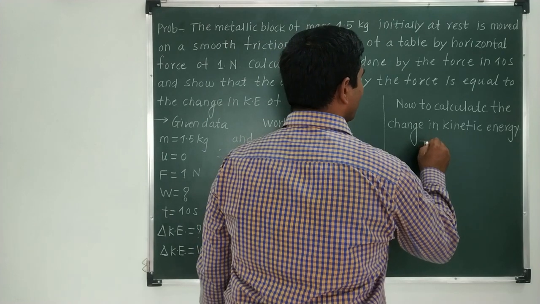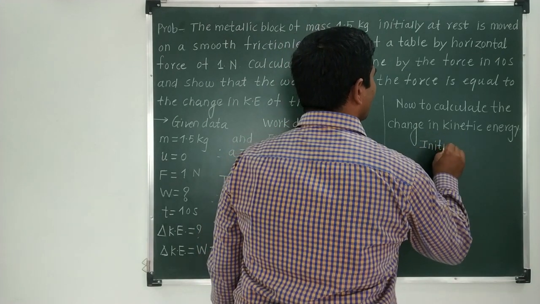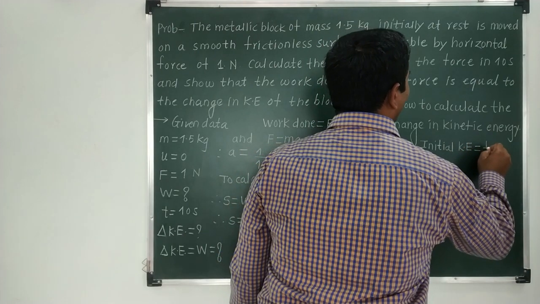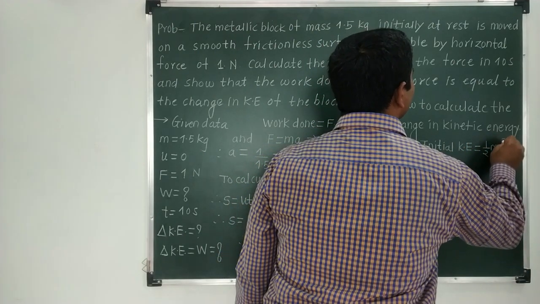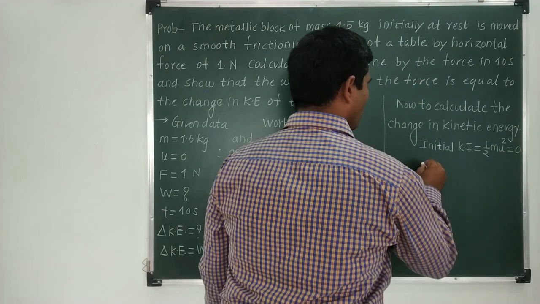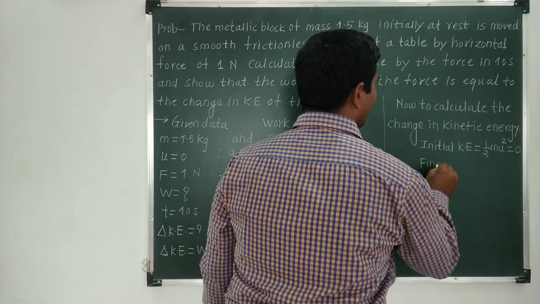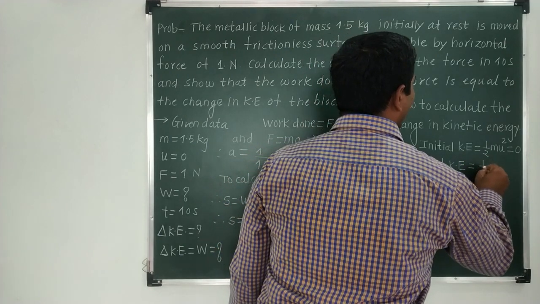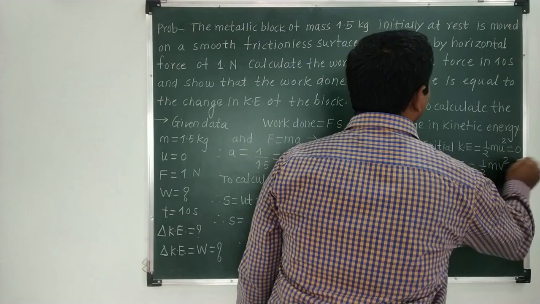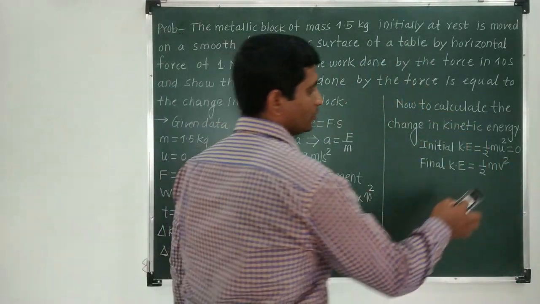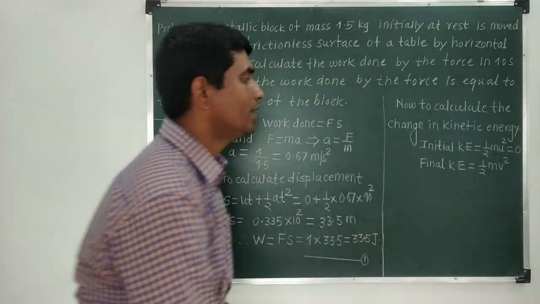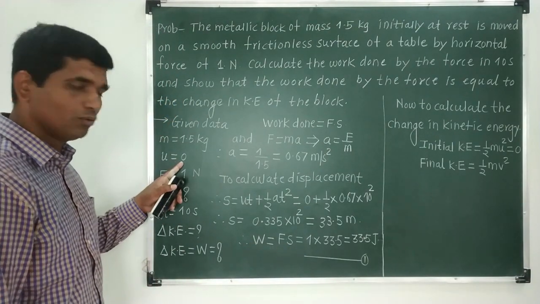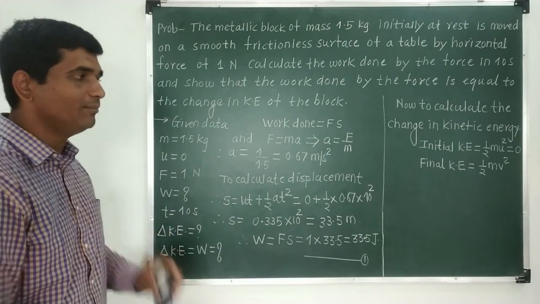So initial kinetic energy, which is 1/2 mu square, is equal to 0. Final kinetic energy is equal to 1/2 mv square. But we don't know the value of velocity. Final velocity we don't know, so we have to find out that value. Now how to find out that value? Because we only know the initial velocity and the time.